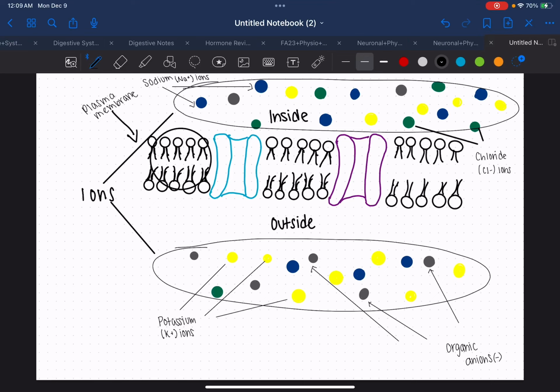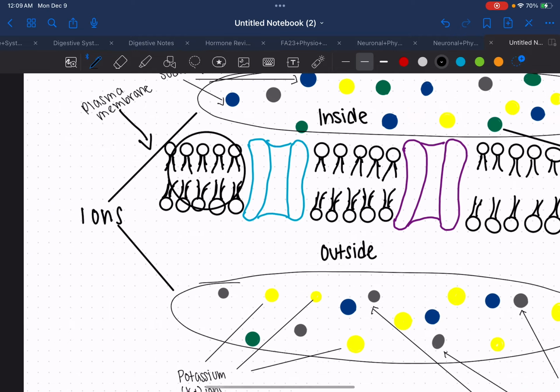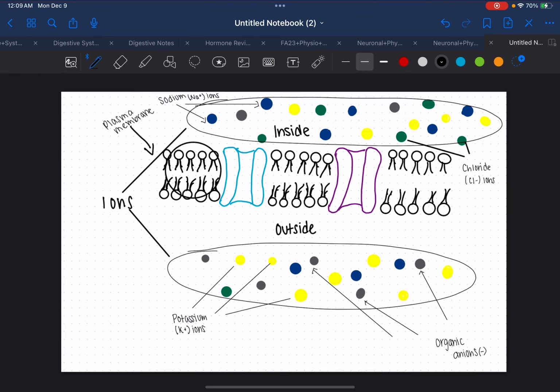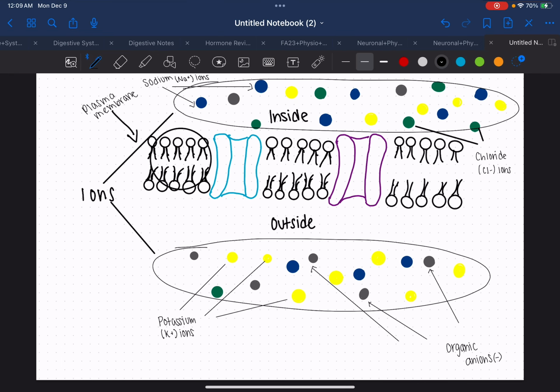In this video, we will be talking about membrane potential. Membrane potential refers to the difference in electrical charge between the inside and the outside of the neuron. Right here I have circled the plasma or cell membrane of the neuron. It basically separates the inside of the cell from the outside environment.